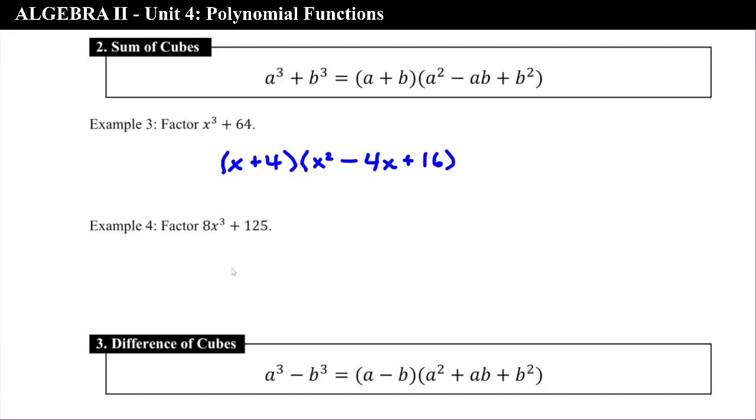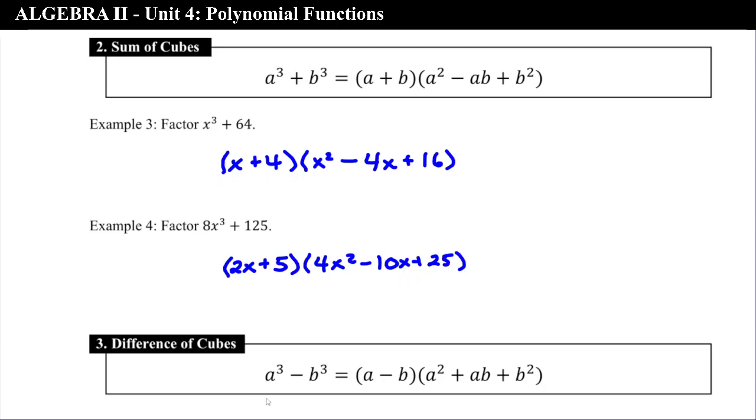Down here, the cube root of 8 is 2. The cube root of x cubed is x. The cube root of 125 is 5. And now we're going to use those terms to do the rest. 2x quantity squared is 4x squared. Then we combine the two, so we have minus 10x. And then 5 squared is 25. And that one's now factored.